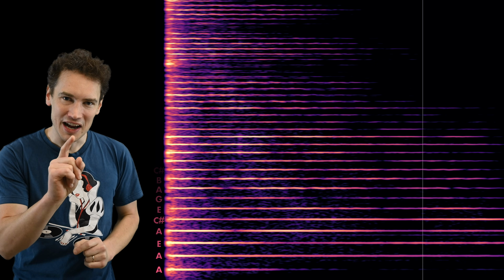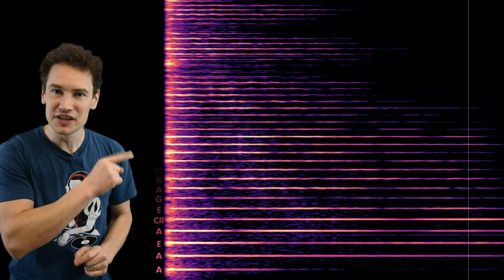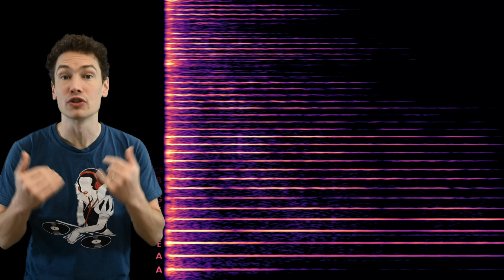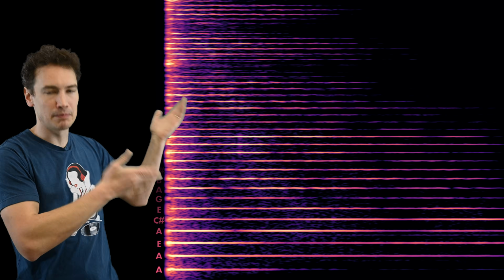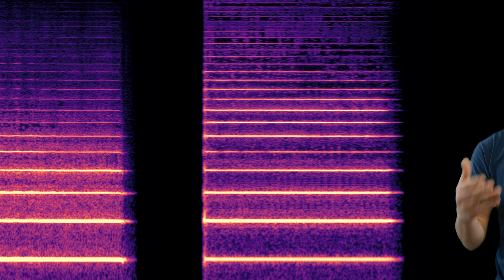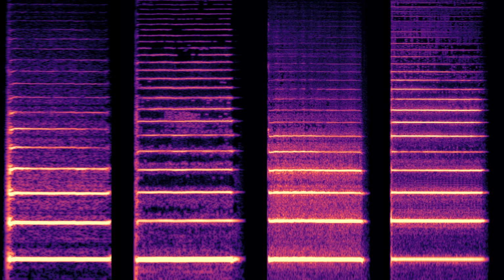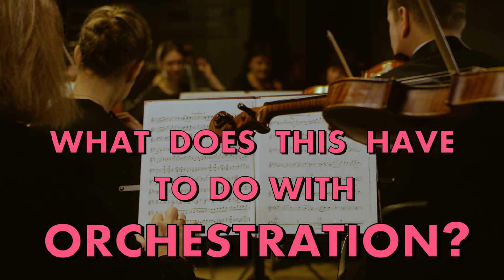However, some of the lines are brighter than others, and this brightness represents how loud the frequencies are. You can see that in general, the higher you go, the weaker the overtones will be. But in any case, it's this exact loudness or balance between the overtones that tells our ears that the note is played by, for example, a piano. Here is the overtone spectrum of an oboe, of a flute, of a violin, and of a trombone. As you can see, they're all slightly different. So what does this have to do with orchestration?